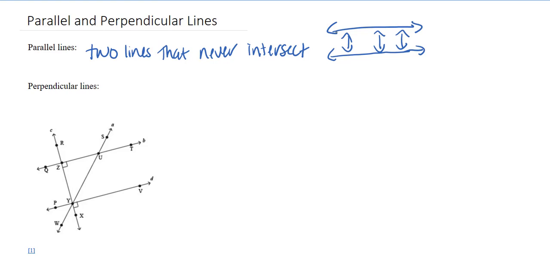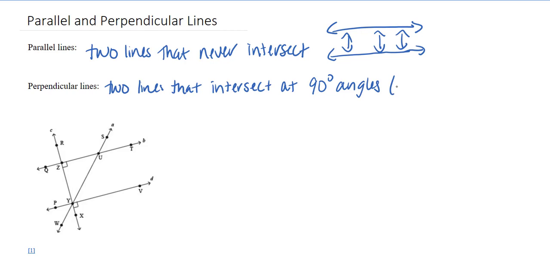Now, perpendicular lines are two lines that intersect, so they meet or cross at 90-degree angles, so right angles, right? So let's look below to kind of figure out what's parallel lines and what's perpendicular lines in this.